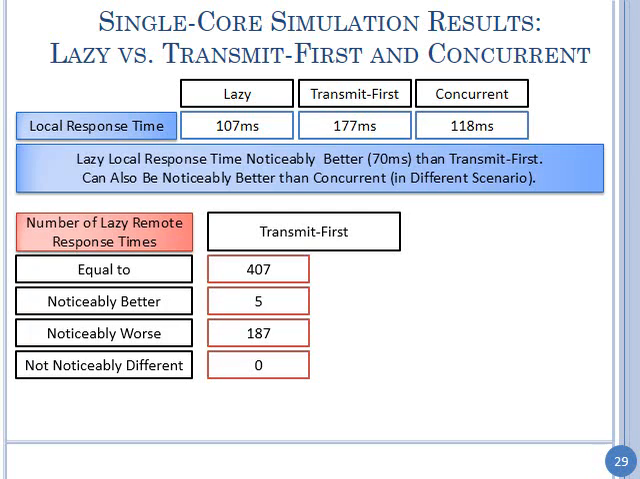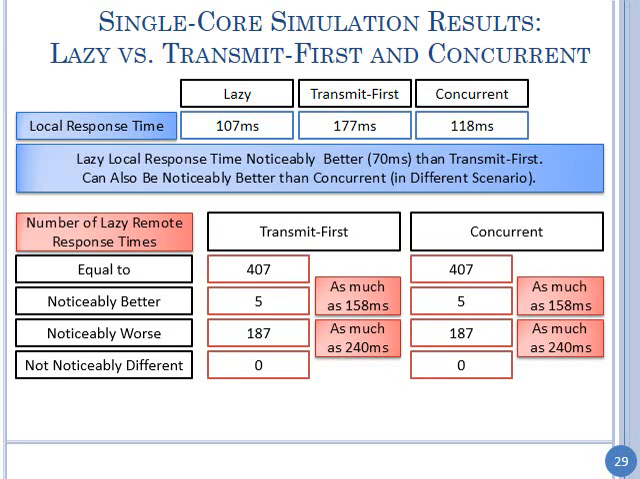It says the number of users whose lazy remote response times are equal to, noticeably better, noticeably worse, or not noticeably different than those of transmit first: 407 are equal to transmit first. The majority get equal response times with lazy and transmit first. For 5 users, lazy is better. And for 187 users, lazy is not better. And in this particular simulation, the numbers happen to be the same for the concurrent policy.